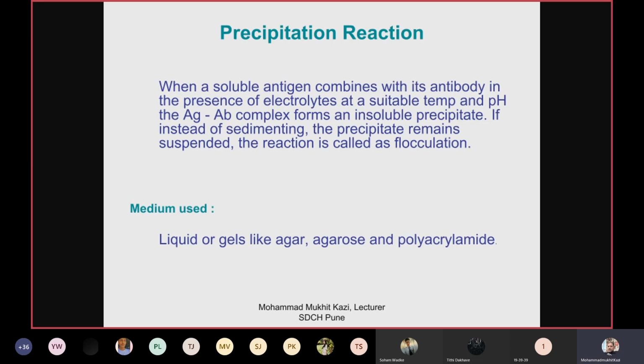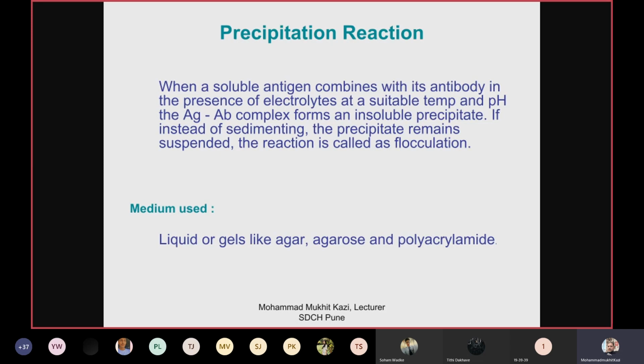How do you define the precipitation reaction? This is very important. When a soluble antigen combines with its corresponding antibody in the presence of electrolytes, suitable temperature, and pH, the antigen antibody complexes are formed which are insoluble precipitate. They will precipitate. If instead of sedimenting, the precipitate remains suspended, then that reaction is called flocculation.